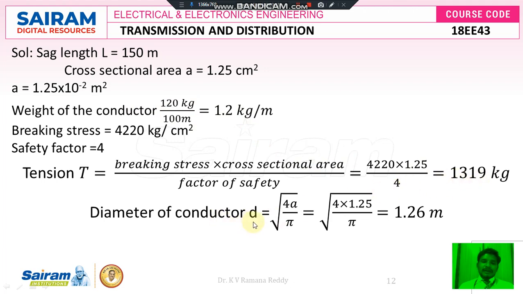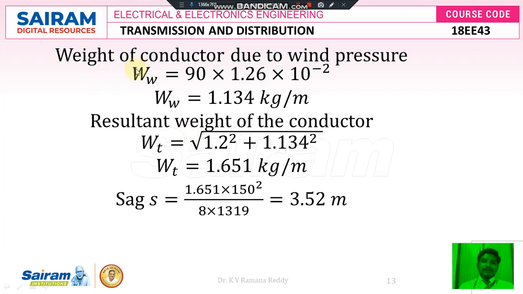The diameter of the conductor D is equal to square root of 4A by pi. So here A means 1.25 into 4 divided by pi. Here we got 1.26, that is the diameter. Then the weight of the conductor due to wind pressure, W suffix W, is equal to 90 into 1.26 into 10 to the power minus 2. So W suffix W is equal to 1.134 kg per meter.